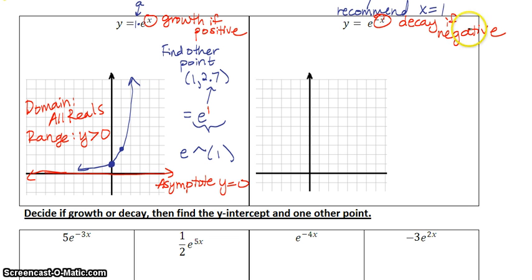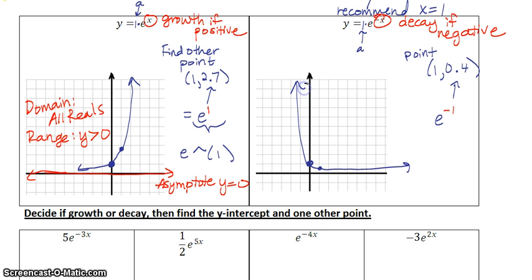All right, for decay, this has as well a 1 for the a value. So my y-intercept is 1. And then to find my other point, I'm going to plug in a 1 again for x. And so in my calculator this time, it's e to the negative 1 power. And that ends up being 0.4 if you round it. So (1, 0.4). And so my graph looks something like this.